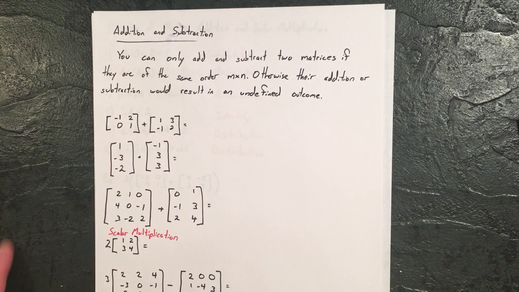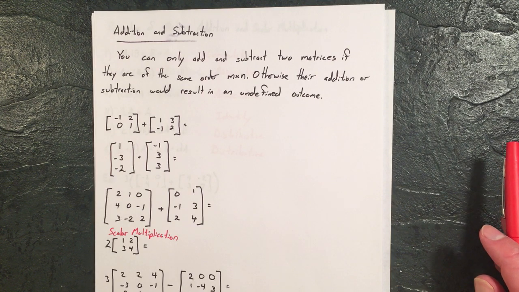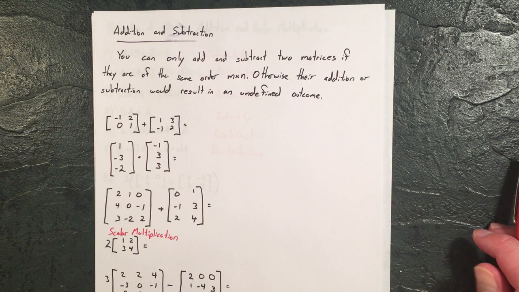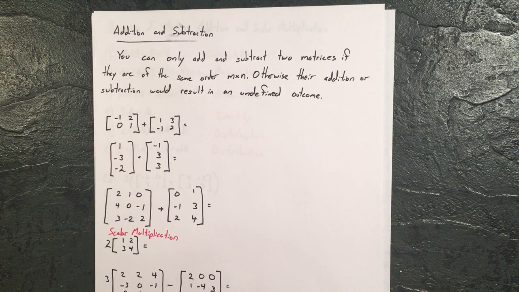Okay, so to get to the addition and subtraction specifically, you can only add and subtract two matrices if they're of the same order. That's that m by n order. The rows and columns have to be the same size. Otherwise, their addition or subtraction would result in some undefined outcome, something that we can't actually do.